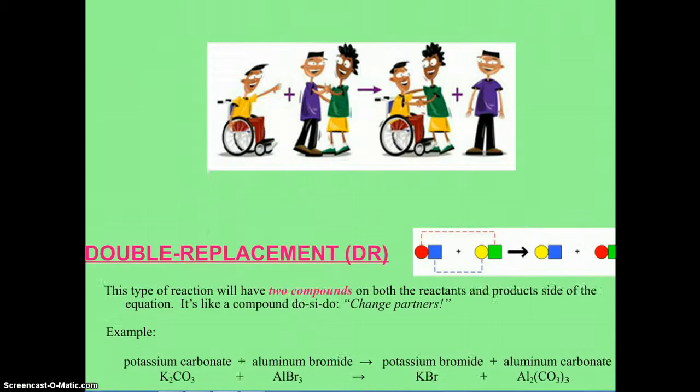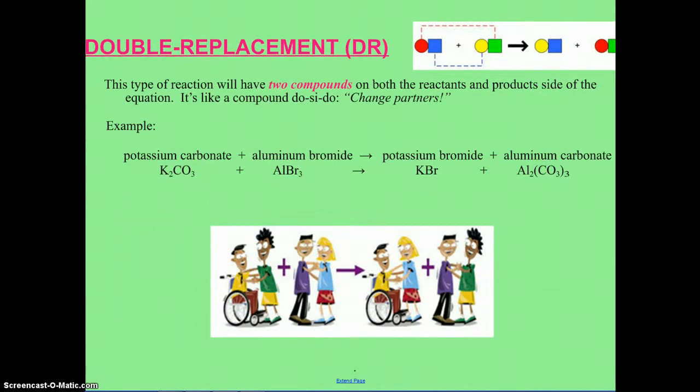Whereas with a double replacement or double displacement, you're going to have 2 compounds on both sides. It's like a compound do-si-do. You're going to change partners, and you can hear it. Potassium carbonate and aluminum bromide. Switch. Potassium bromide, aluminum carbonate. So you can see that potassium was with carbonate, aluminum was with bromide, and then they switch. Potassium bromide, aluminum carbonate.